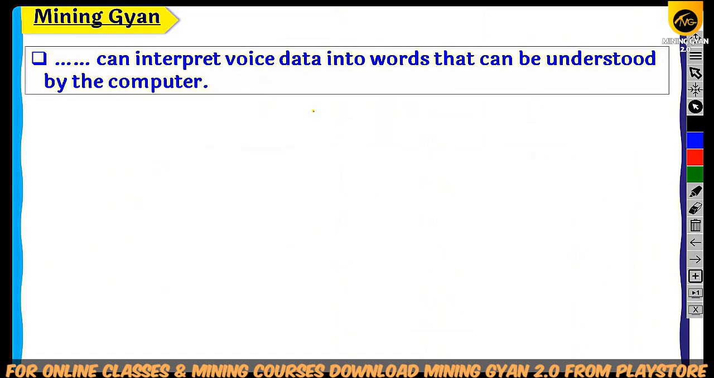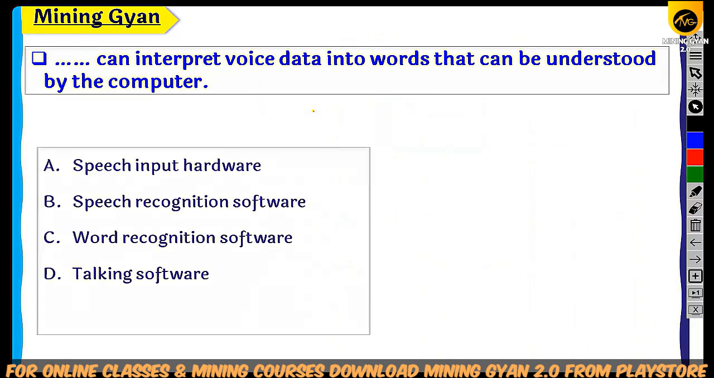It's MP3. Next question: which can interpret voice data into words that can be understood by the computer?